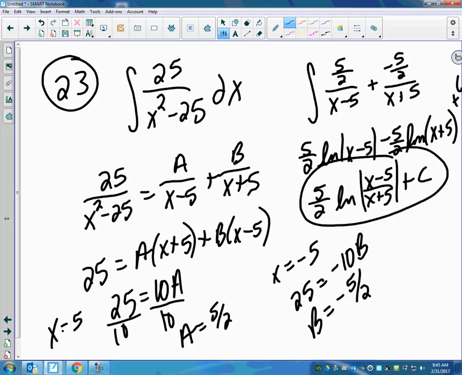So a big part of this test, both calculator and non-calculator, is going to be thinking about how can I integrate that, right? What are my options? Is it U substitution? Is it partial fraction decomposition? Is it just breaking up the fraction? Is it arctangent? That's fun, right?